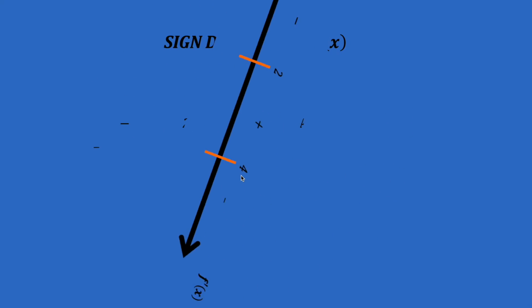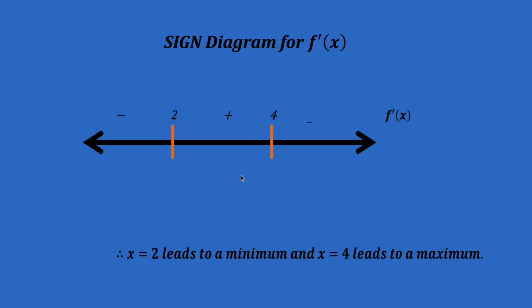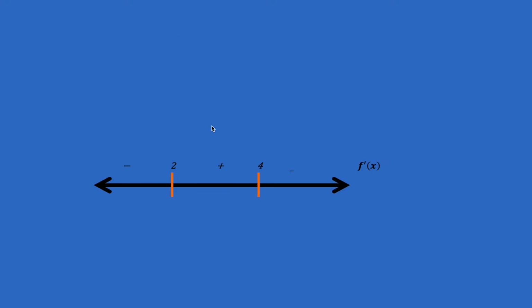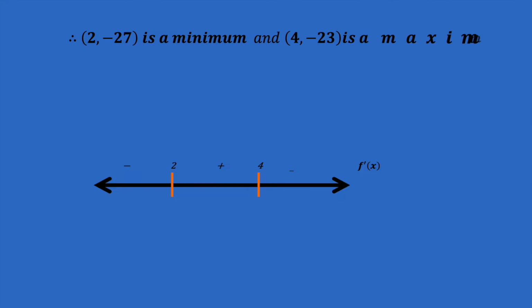So by substituting these values, x is equal to 2 in the given curve, we get negative 27 as a minimum point, and x is equal to 4 in the given curve, we get negative 23 as a maximum point.